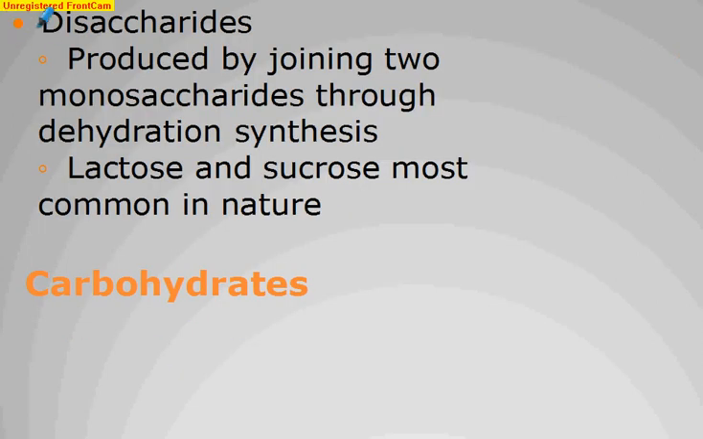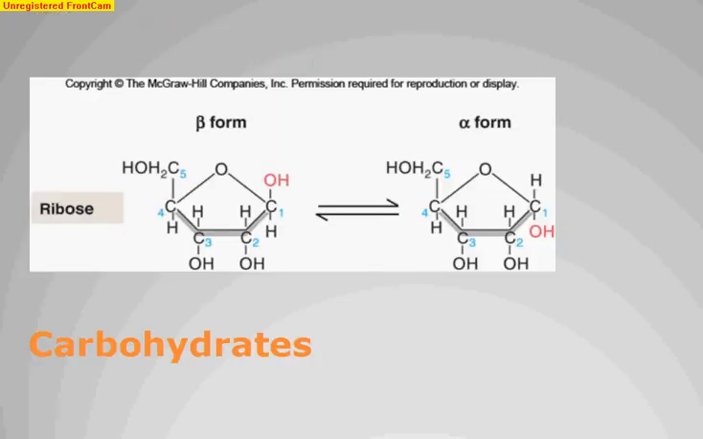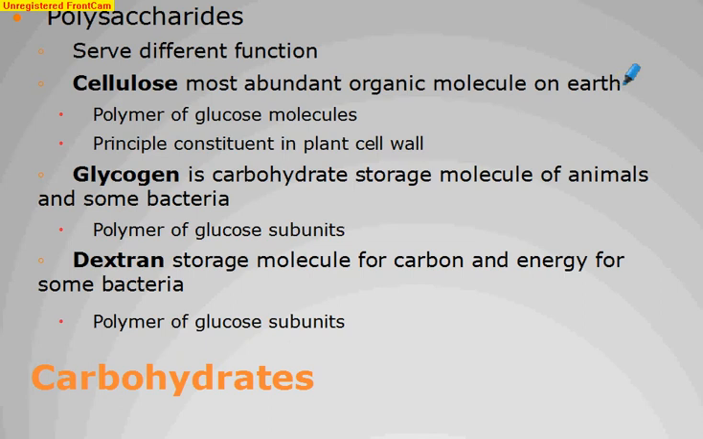Disaccharides, di meaning 2. So a disaccharide is nothing more than 2 monosaccharides covalently bonded through dehydration synthesis. Again, something we looked at in the protein video. Some common examples, lactose and sucrose. We'll skip that.